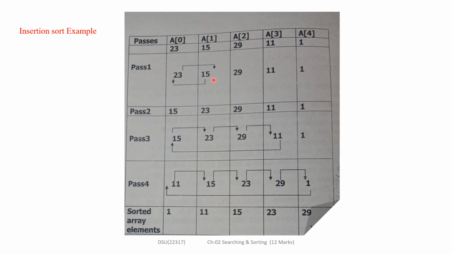In pass 1, compare the element 15 with the element 23. As 15 is smaller than 23, place 15 at a of 0 and move the element at a of 0, which is 23, one position to the right. Now compare the element at a of 2, which is 29, with the element a of 0, 15.